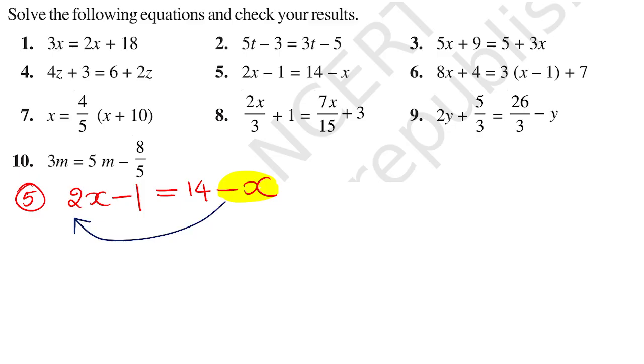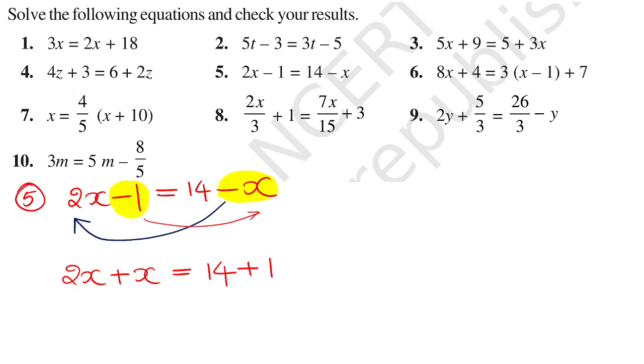All of you please listen. Now, as I told you, minus x becomes plus x. This minus x, when it reached here, became plus x. Fourteen is already there on the right side. What about this minus 1? If minus 1 is transferred, it becomes plus 1. Plus becomes minus, minus becomes plus. That is the rule. So minus 1 becomes plus 1 on the other side.